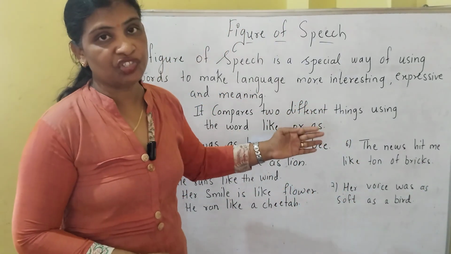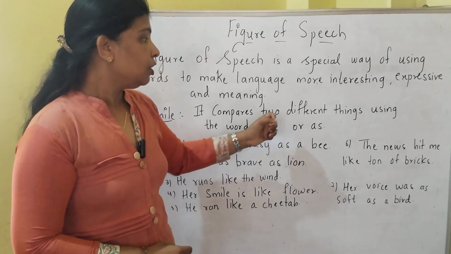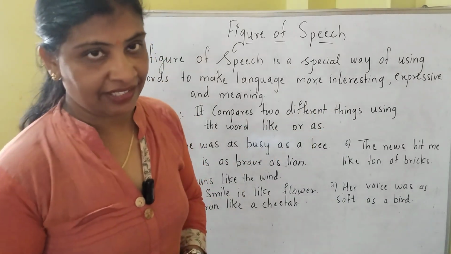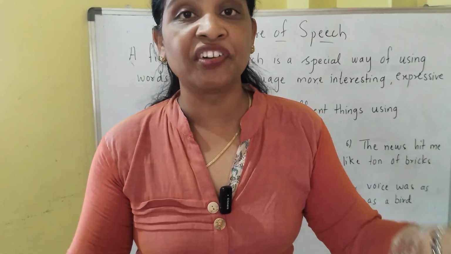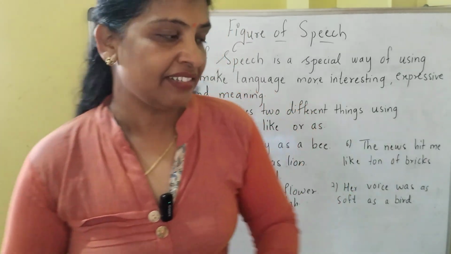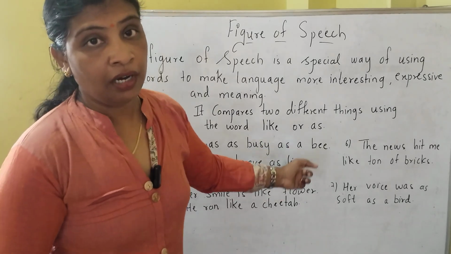So today we are going to start with simile. Simile compares two different things by using the words like and as. So a comparison is made between two different things by using the words like and as. Let's see the example. She was as busy as a bee.